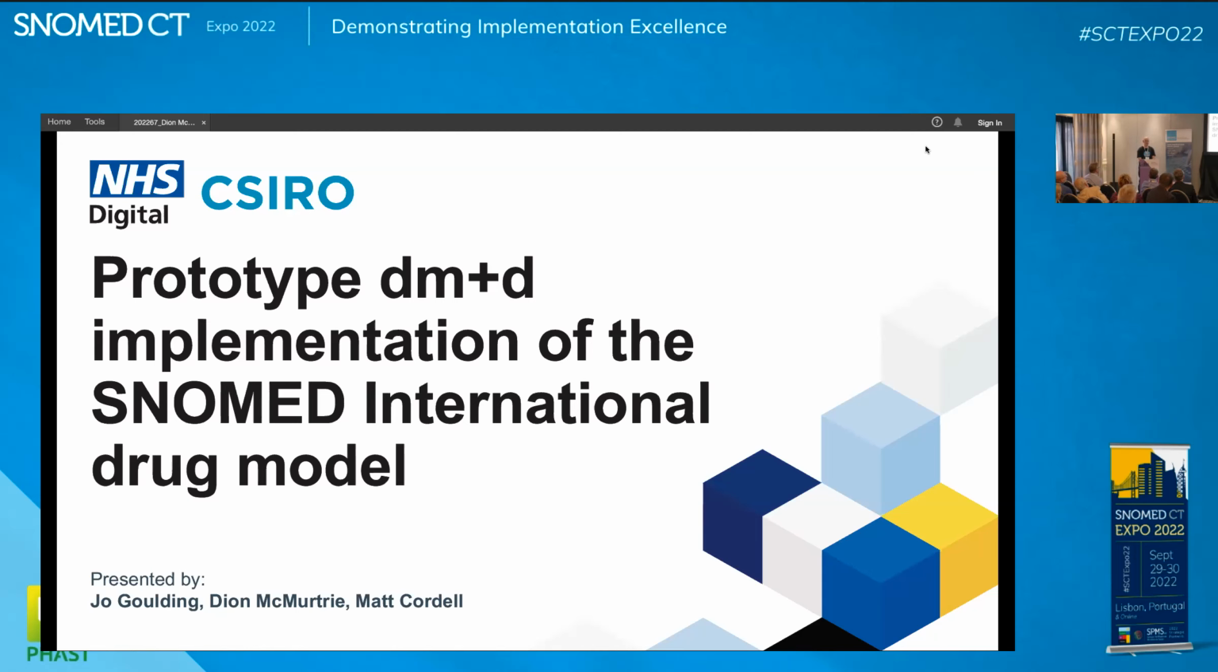So look, I'll apologise in advance. This will be probably quite a whirlwind and quite quick because there's a lot to cover. It'll be an overview. I also want to acknowledge, obviously, Joe Goulding and Matt Cordell, who unfortunately can't be here, but were a big part of this work, and actually the NHS Digital and NHS BSA teams as well.